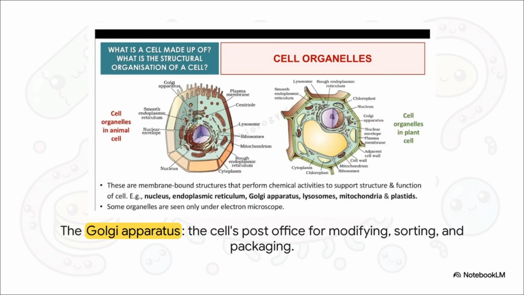From the ER, proteins and lipids get shipped over to the Golgi apparatus. Now this is the cell's post office, or maybe its shipping department. The Golgi receives the molecules, puts the finishing touches on them, sorts them, and then packages them into little bubbles called vesicles so they can be delivered to their final destination.